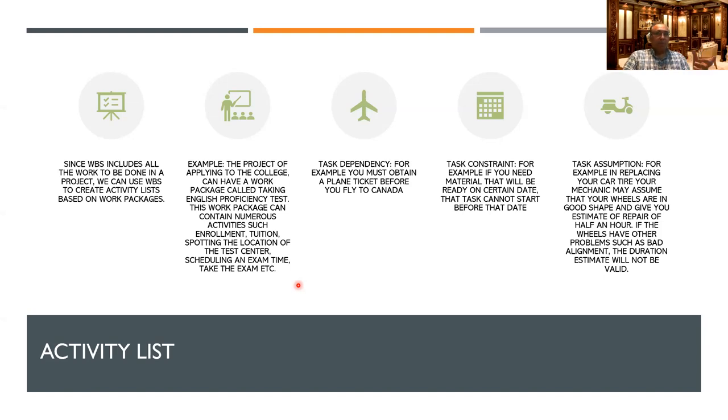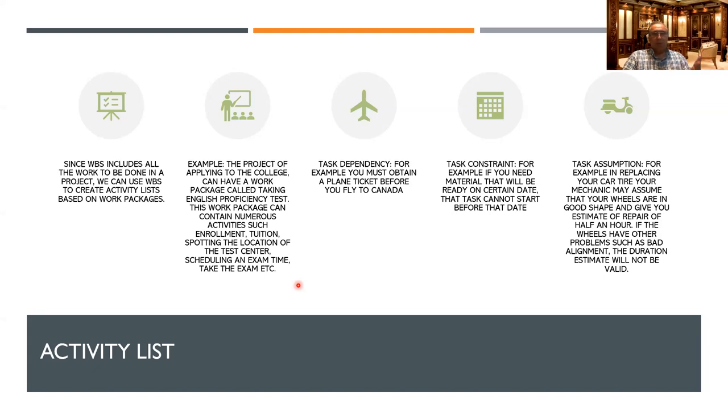If there's some problem, if your wheels are not aligned or the wheels have some trouble or there are other issues with your whole chassis or something, then this estimate will not be valid. So the assumptions are, assuming there's no problem such as this and that. So that is your task assumption.